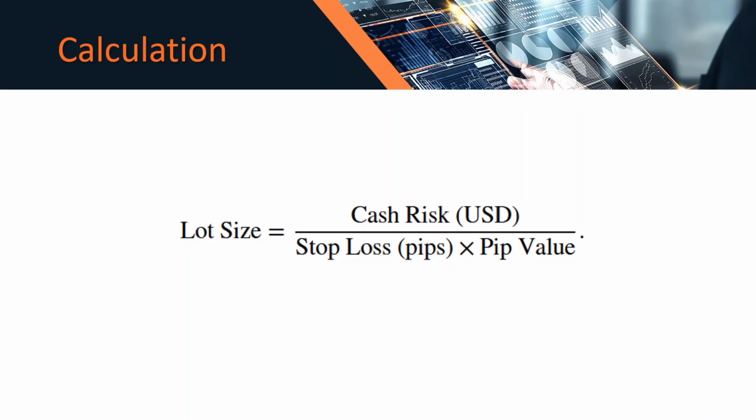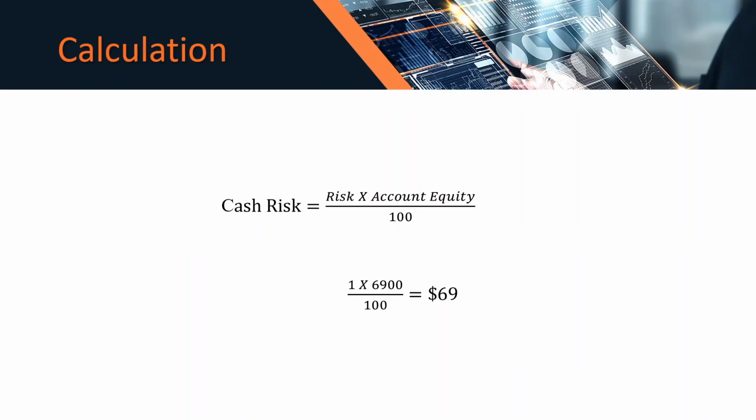So how do you determine your cash risk? Here, your cash risk will be your risk, let's say 1%, multiplied by your account equity or balance. It depends on whether you have a floating profit. Ideally, you should use your account balance, because your account equity might vary, especially if you have open trades from other positions.